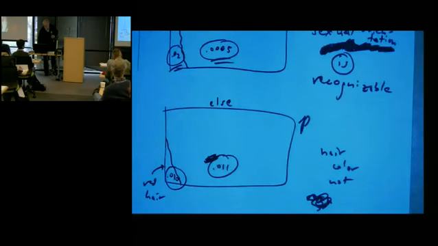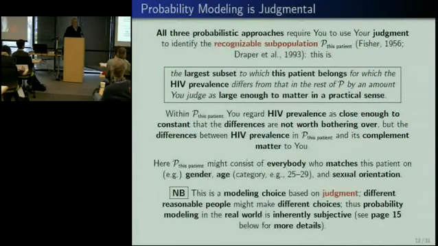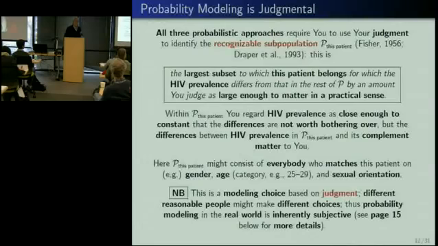So here, the recognizable subpopulation for this patient might consist of everybody who matches him on gender, and on age, perhaps broken down into 5-year age categories, and sexual orientation. We might use those 3 predictor variables or covariates or whatever features, whatever you want to call them, to define the recognizable subpopulation. And the important thing to note here is that this is a modeling choice based on judgment. And different reasonable people might make different choices about the variables that define the recognizable subpopulation. So this is essentially the fundamental reason why probability modeling in the real world is inherently subjective, and I'll have more to say about that in a few pages.